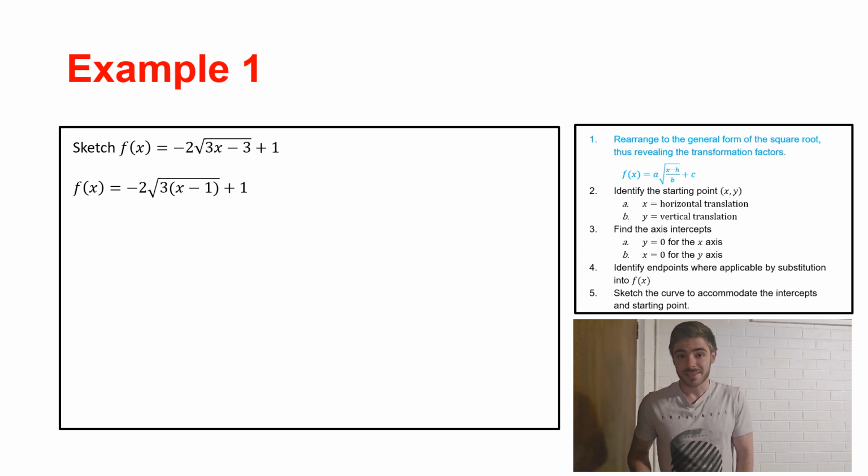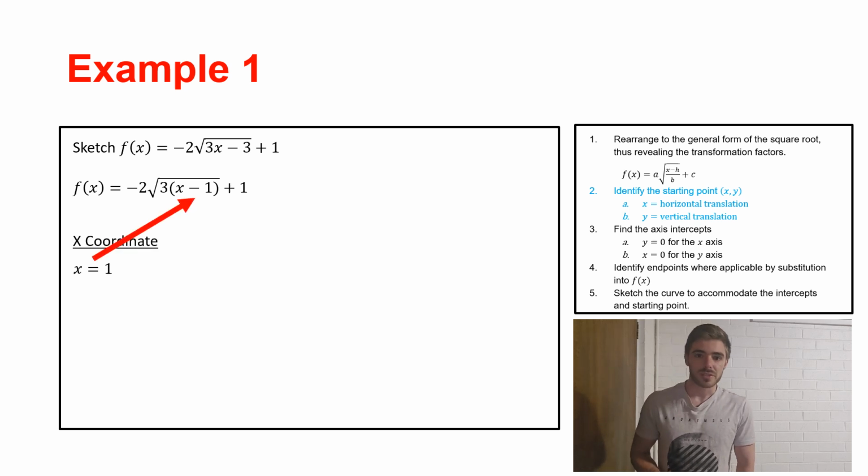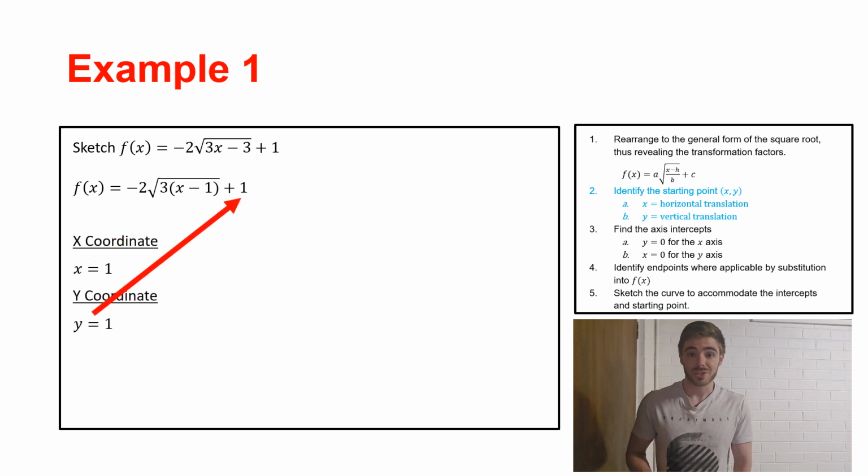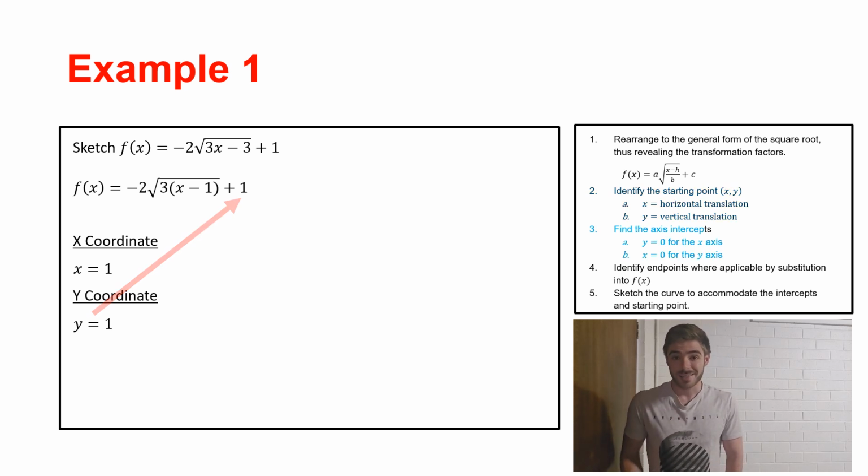From here, we can easily identify the starting point of our square root graph. The x-coordinate is given by the horizontal translation, and the y-coordinate is given by the vertical translation. Altogether, this is going to give us a starting point of (1, 1). Next, we move on to axes intercepts.